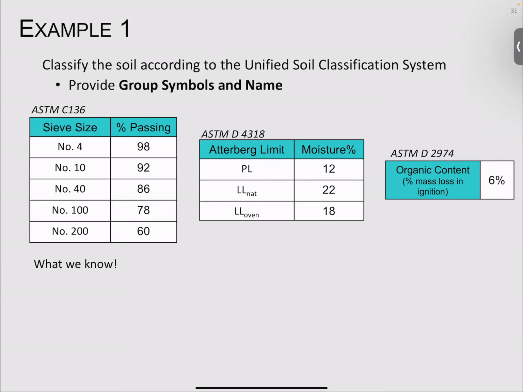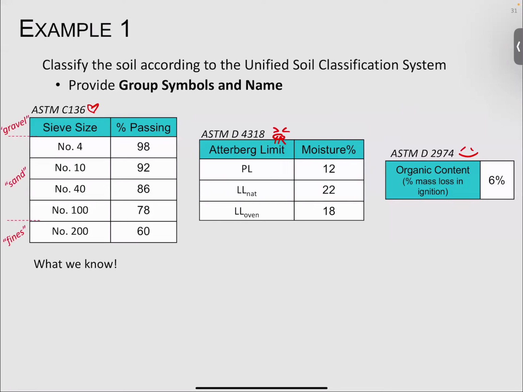Okay, so let's look through some of these examples. Example 1 here, this is again from lecture 7, the one from Tuesday. All right, so we have our sieve analysis right here. That's the one we just did. We have the Atterberg. This is the one that we're going to do that's really stupid. And this ASTM D2974, this is the one that I wish we could do, but we can't because it uses a lot of fire and stuff. So we have our sieve analysis.